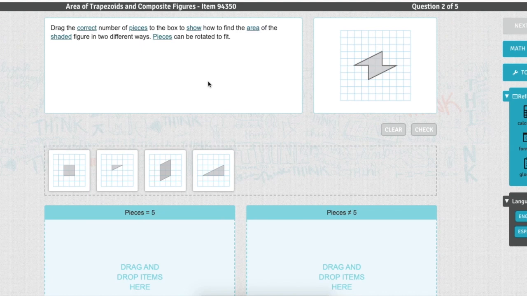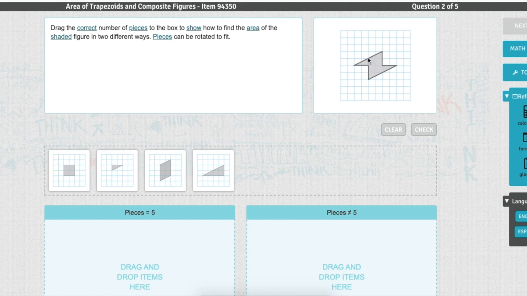The next one is a little tricky, and I struggled with this one too. I've done this with a couple of you. It says to drag the correct number of pieces in the box to show how to find the area of the shaded figure in two different ways. Pieces can be rotated to fit. So this one says you have to use 5 pieces. Okay, so if I'm cutting this up, I'm going to need to cut it into 5.